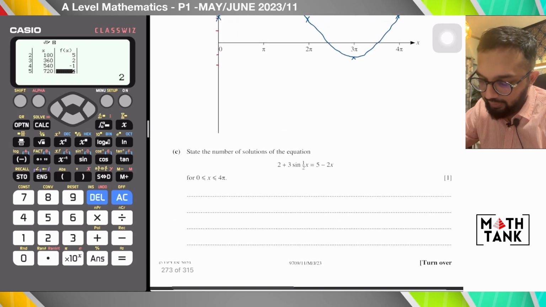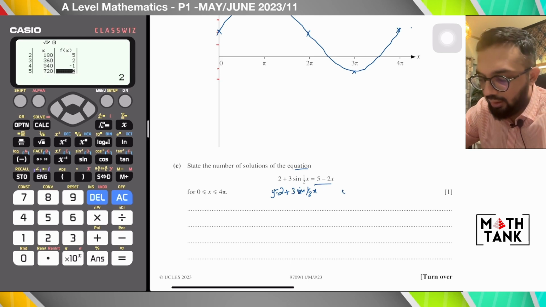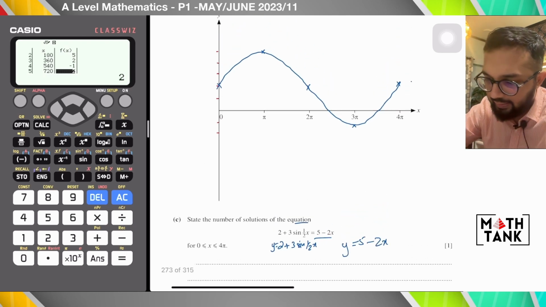Okay, state the number of solutions of the equation this 5 minus 2x. So I understand that these two equations have been solved simultaneously. I have one of these curves on the axis above. Can I draw the other one as well? I know that it starts at 5.